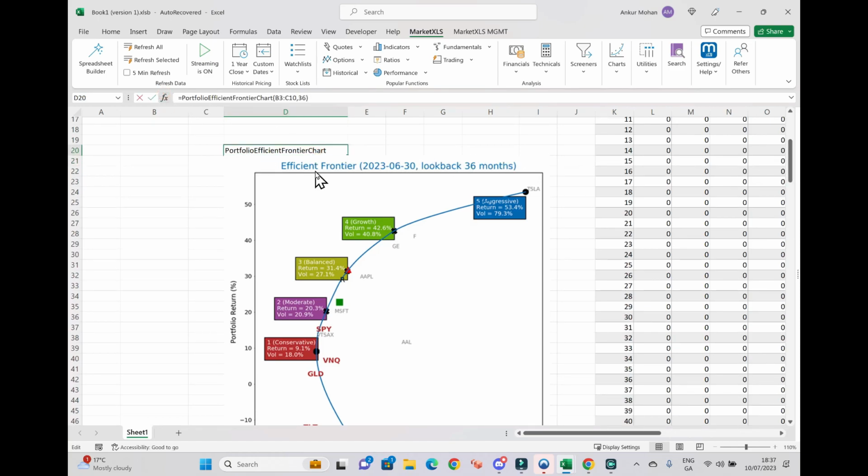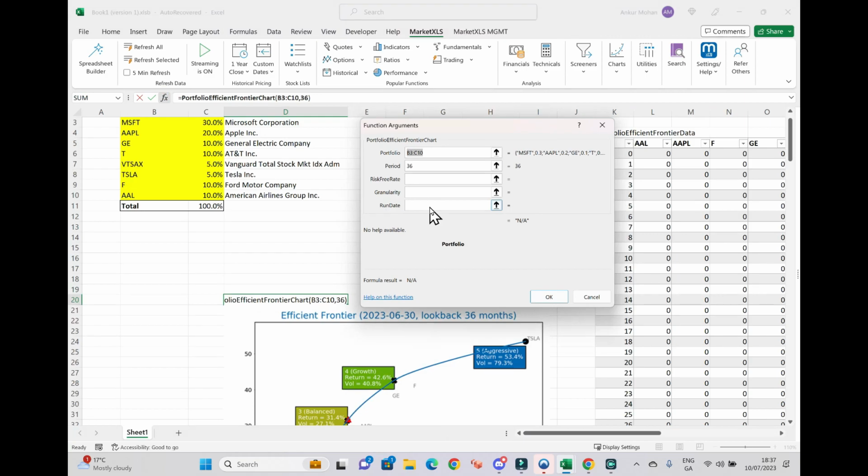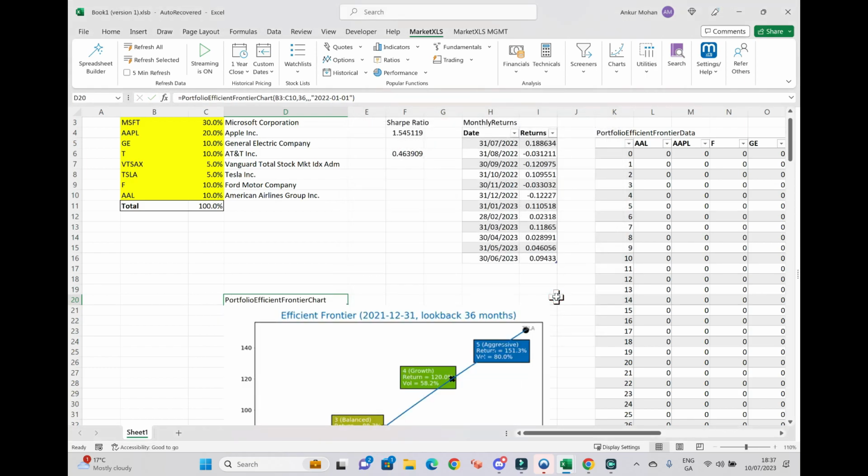The run date is another crucial argument. The default run date is today's date, meaning the analysis will go back 12 months from the present day. However, if you want to conduct this analysis from a specific date in the past, you can input the date in year, month, and day format. This can be especially useful to exclude eventful periods from your analysis, such as the COVID-19 pandemic.